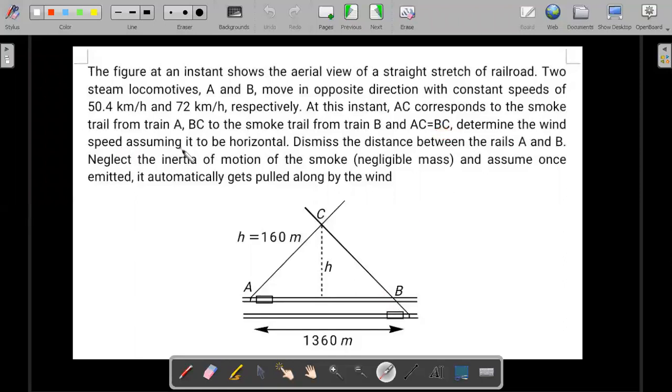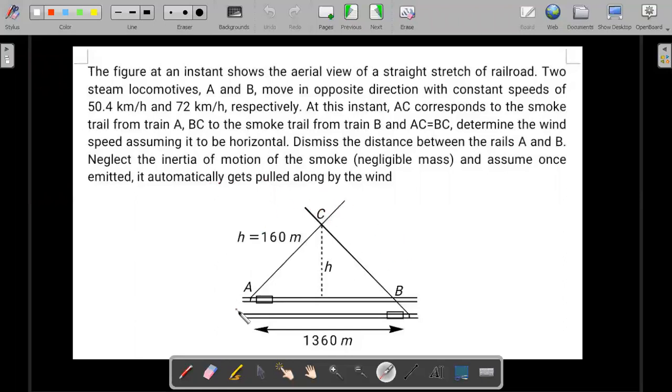Determine the wind speed assuming it to be horizontal. Neglect the distance between the rails A and B. So even though there are two parallel tracks that he has drawn, imagine that gap between them is negligible. So you can safely assume that it is one A and B moving on the same straight line. Neglect the inertia of motion of the smoke, that is assume smoke particles have negligible mass, and assume once they are emitted, it automatically gets pulled along by the wind.